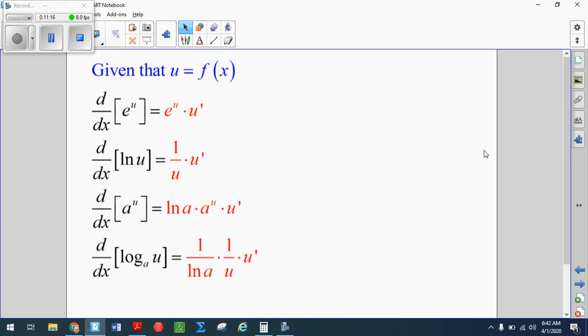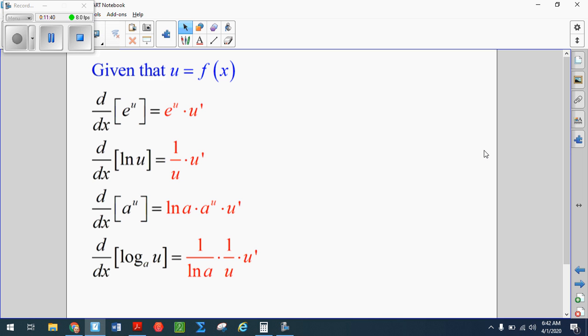Here's kind of a summary slide using the chain rule idea. Again, u represents any function of x. So e to the u, we've already done. e to the u times u prime. Natural log u is 1 over the function times the derivative of the function. Now with a different base a, so if it's like a 2 like we did, it's natural log a times a to the u times u prime.